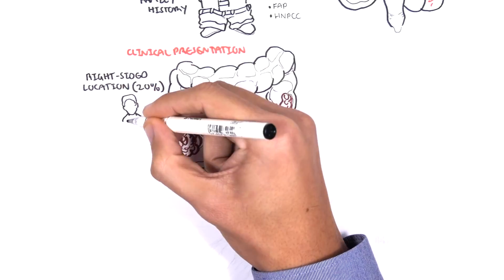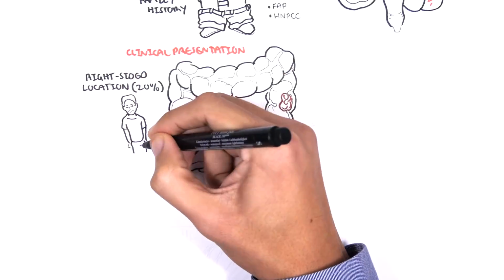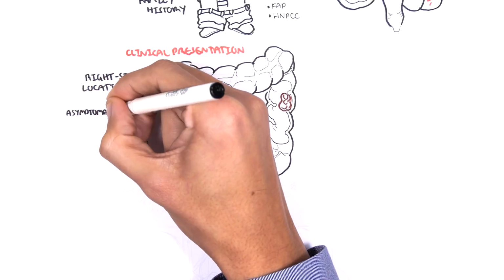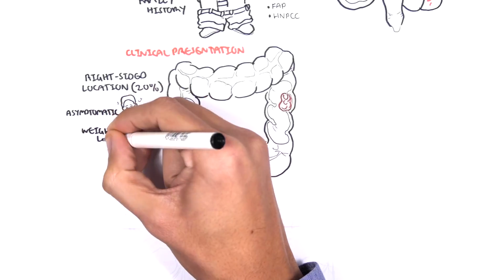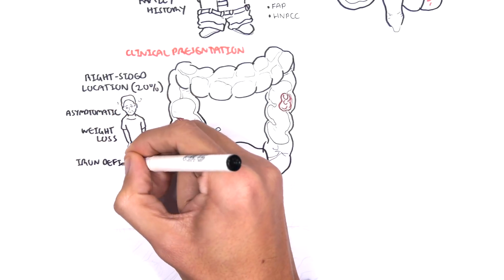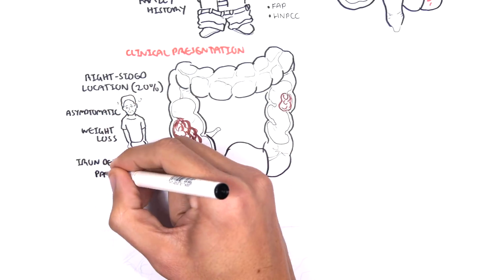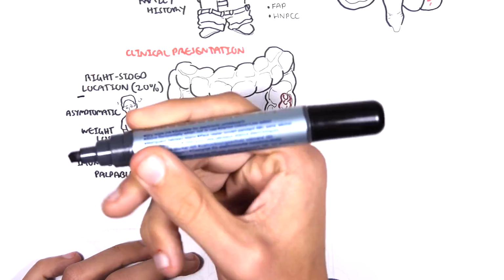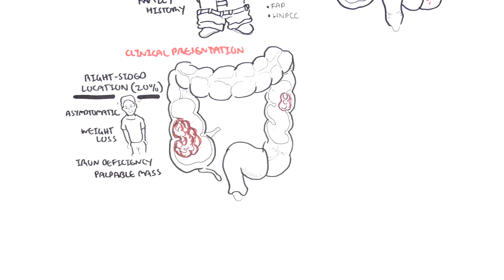Cancerous tumors that occur on the right side account for 20% of cases of colon cancer. People are often asymptomatic, present with weight loss, and iron deficiency. People also present with a palpable mass on the lower right quadrant of the abdomen, and this is because they are often asymptomatic, and so the tumor can grow without notice until signs of weight loss and anemia occur.